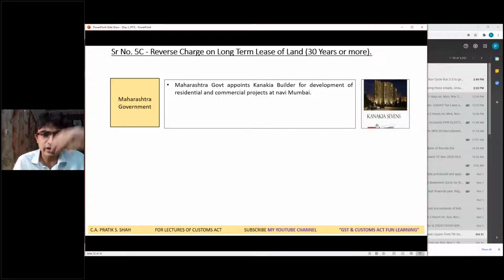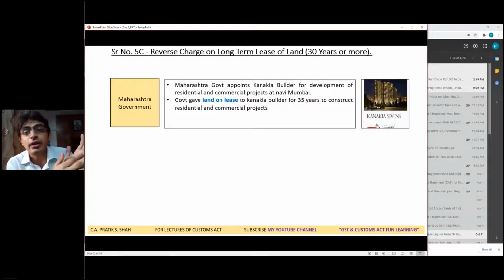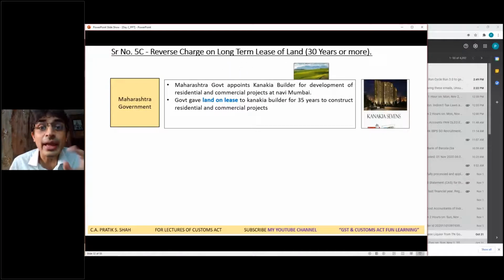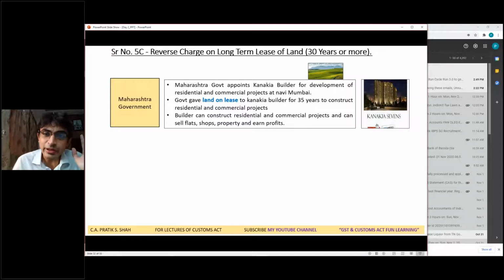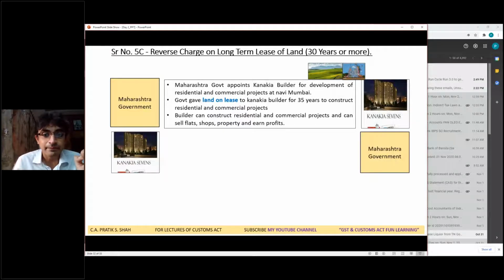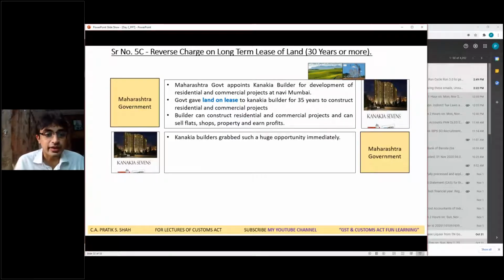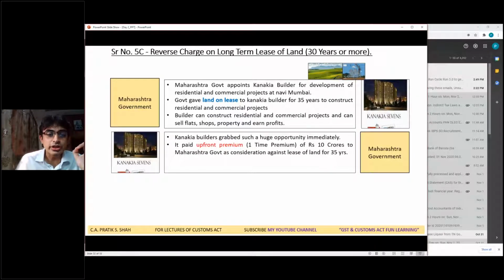Now the government had huge land, which it gave on lease to them, saying: you construct the residential buildings, construct a shopping mall, construct a park, and you only sell all these buildings. So it gave this land to them on lease, 30 years or more. The builder can sell at a profit. Big opportunity, so Kanakya started the construction. Such a big opportunity, who will leave it? Now the government has given it on lease, so Kanakya will have to pay something? Obviously, yes. So Kanakya grabbed the opportunity.